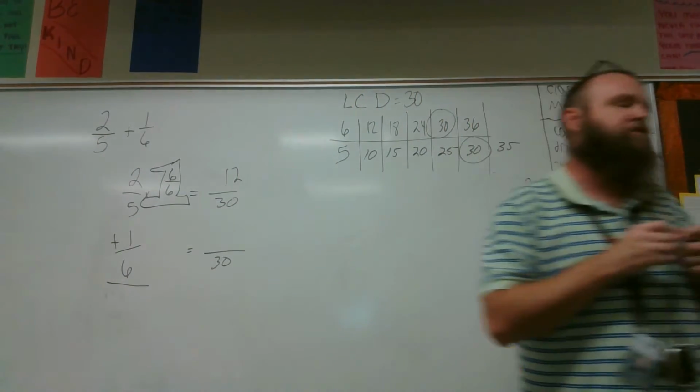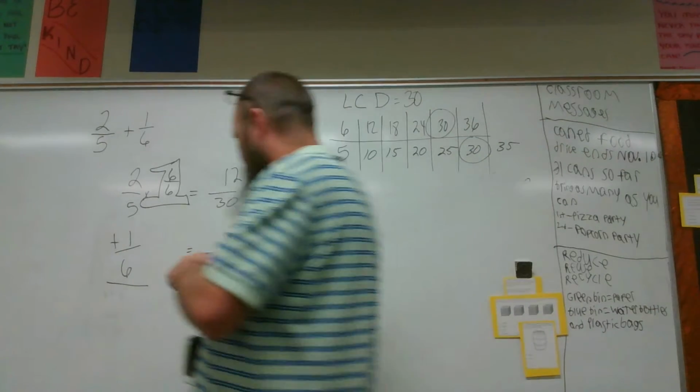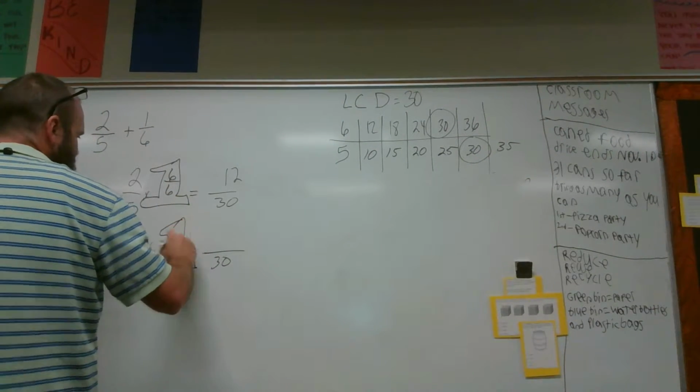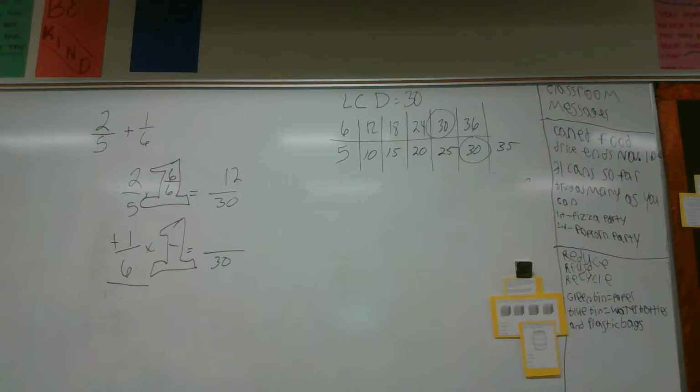Now I need to change 6 so that it has a denominator of 30, which means I'm multiplying by a fraction that equals 1. And I need to multiply by what, Ricky?